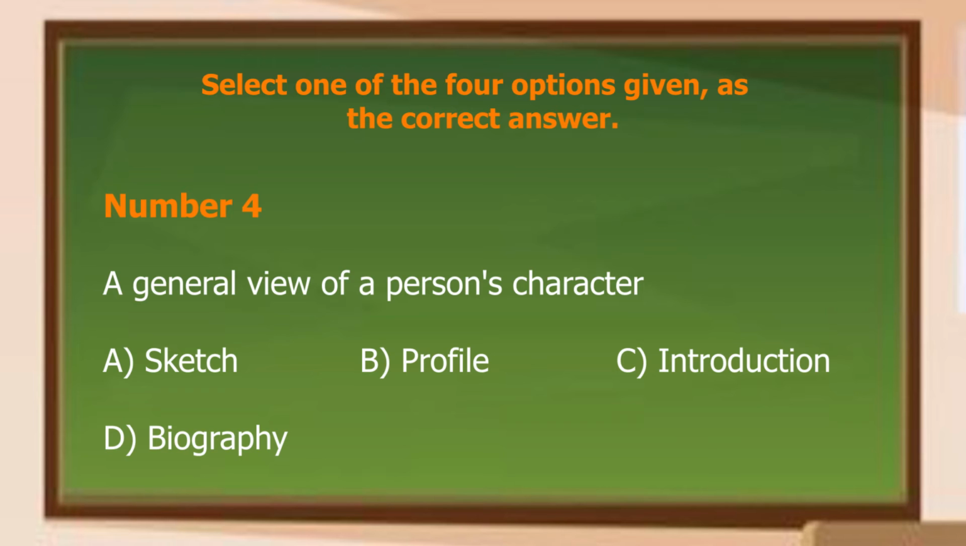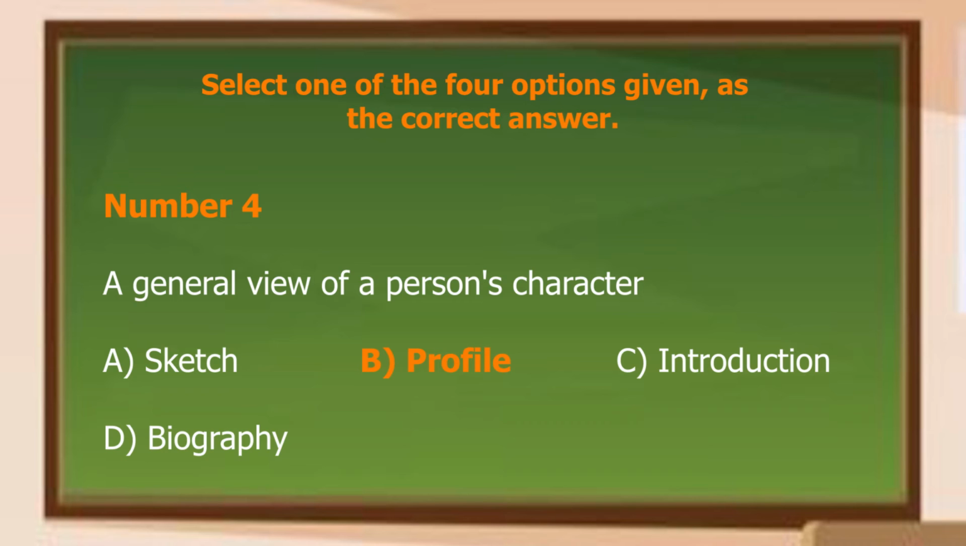Let's continue. Number 4, general view of person's character. Which word can we use? A, sketch, B, profile, C, introduction, or D, biography. B, profile. So basically we can say the profile is a general view of a person's character.